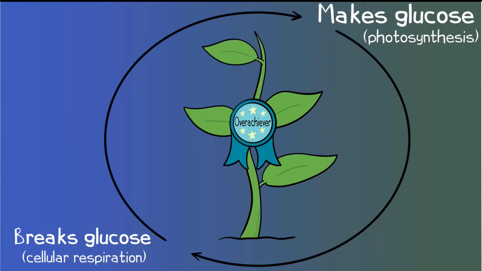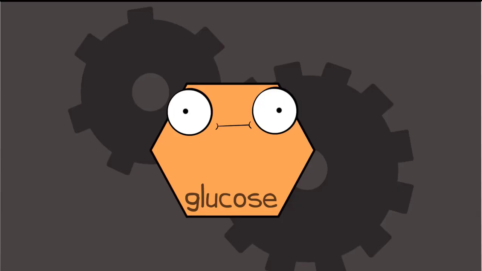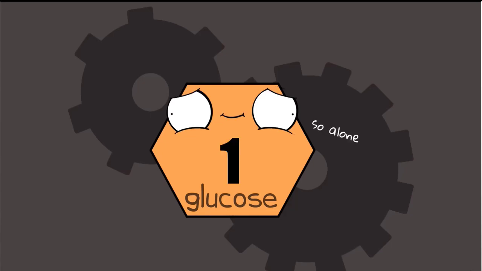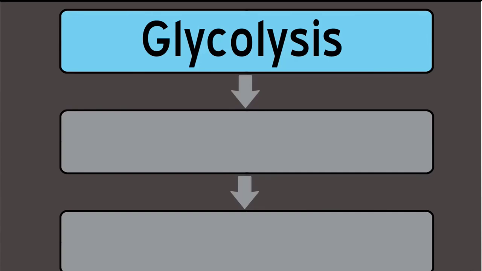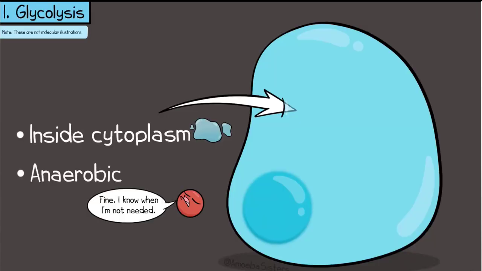They can do both. But if you aren't photosynthetic, such as a human or an amoeba, you have to find a food source to get your glucose. You need glucose to get this process started, and we're going to assume that we're starting with one glucose molecule. Step 1, glycolysis. This step takes place in the cytoplasm, and this step does not require oxygen.